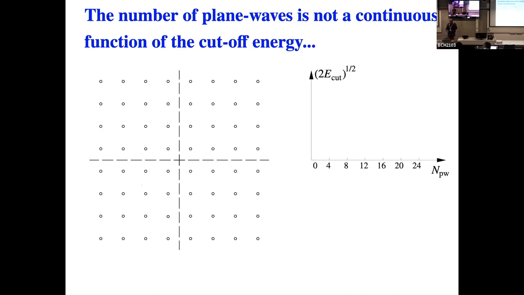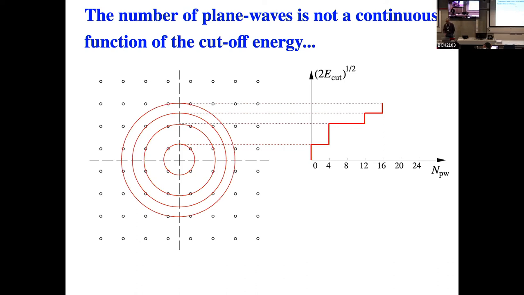Now, the number of plane waves that enter into the sphere changes in a non-continuous way as a function of the cutoff energy. Just to show you that, if I take a given sphere, you see that here I have four G vectors in my sphere. If the cutoff is below this threshold here, I have 0 points in the circle. As soon as I reach that one, I have 4 points in the circle, up to the point where I reach the next circle that brings another 8 points, so that's 12, and so on and so forth. So you see that the number of vectors in the sphere changes in a discontinuous way.